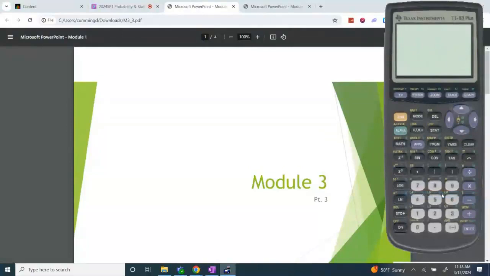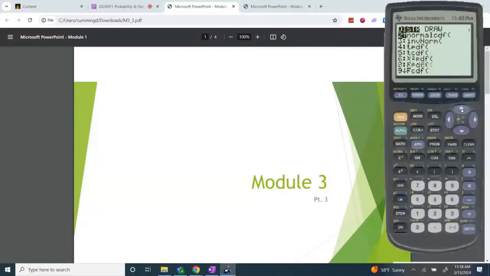Actually, let me reset the calculator. All right, we were in this distribution function. We looked at the binomial PDF and the binomial CDF. Again, the binomial PDF is the binomial probability distribution function to find exact values. The binomial CDF, or the binomial cumulative distribution function, is used to find probabilities at that value and less.